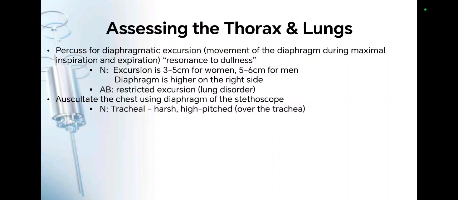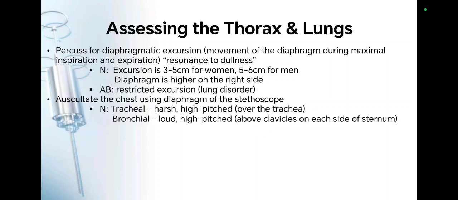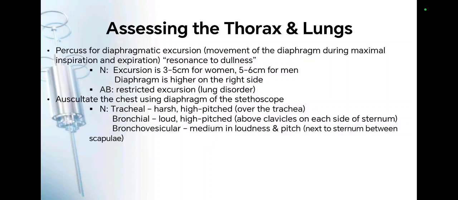First, for the trachea. Over the trachea, you place the diaphragm there, wherein you can auscultate a harsh, high-pitched sound. For bronchial, a loud, high-pitched sound above the clavicles on each side of the sternum. Then bronchovesicular, medium in loudness and pitch, usually next to the sternum, between the scapulae. And then vesicular, which is a soft, low-pitched sound in the remainder or base of the lungs, wherein we can auscultate the vesicular sound.